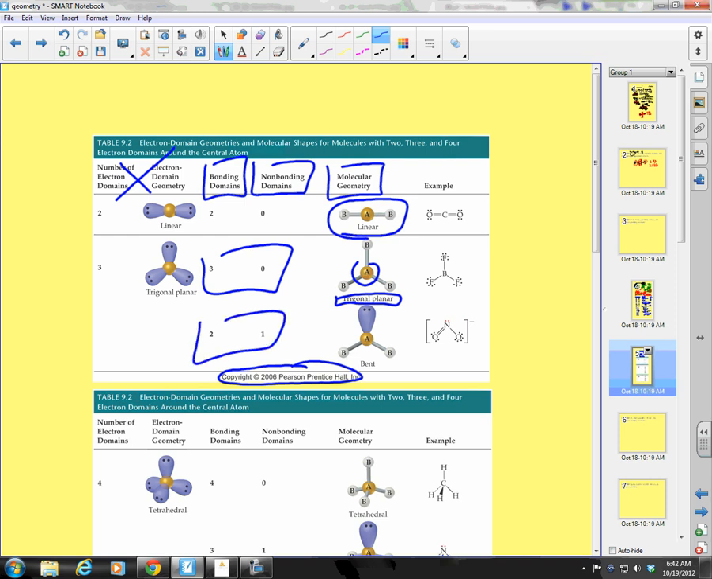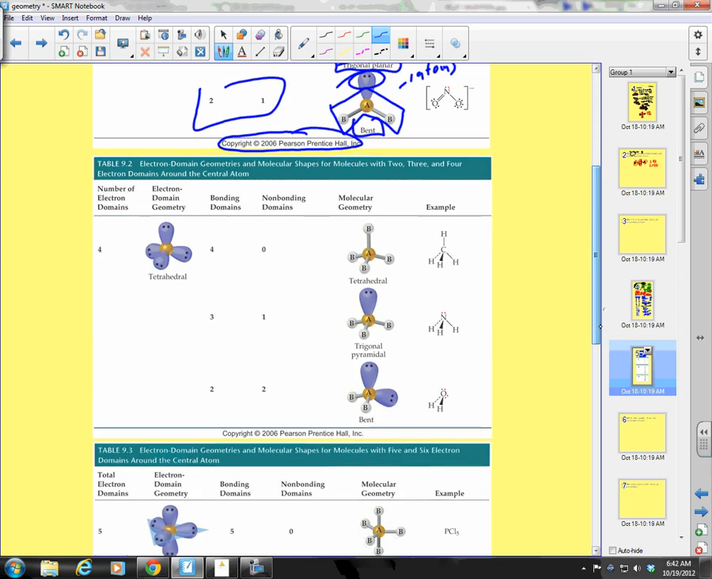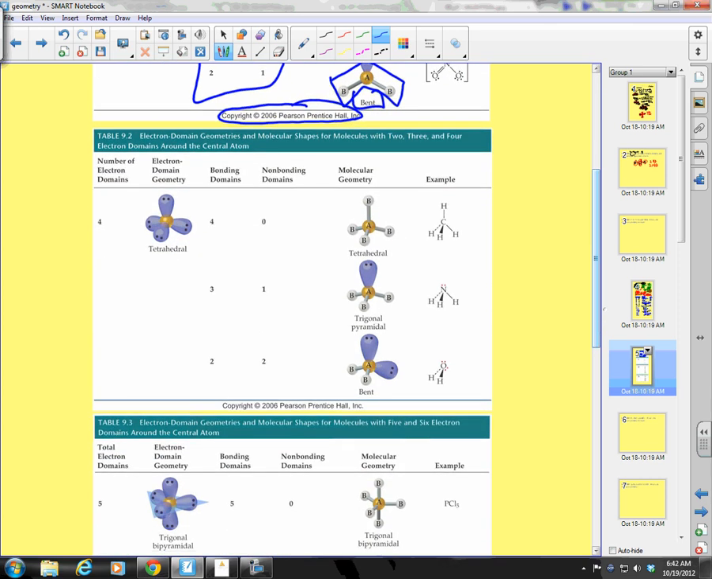2, 1, bent. Now notice, we look at the bent shape and we ignore our unshared pair. We're just looking at the shape of the atoms, right? We're looking at the shape of the atoms around my central atom. 4, 0, tetrahedral. That's what a tetrahedral looks like. Far better drawing than I make. Trigonal pyramidal. Here's trigonal pyramidal. 3, 1. Hey, my drawing wasn't half as bad as I thought it was, was it?